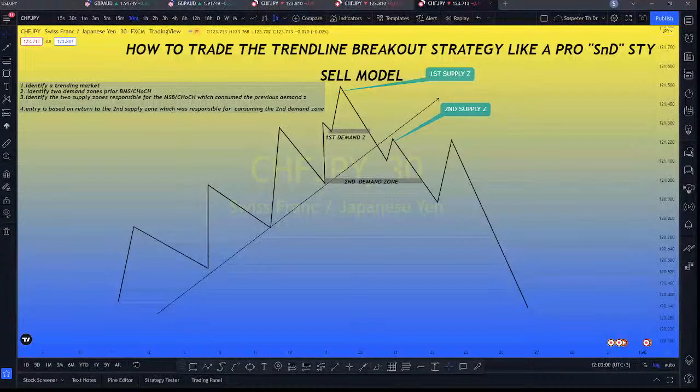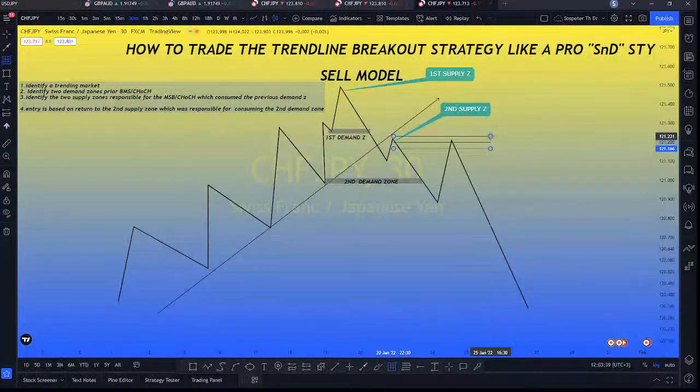As we've said, you have to identify a trading market. After identifying a trading market, you need to identify the two demand zones before the BOS or the change of character. And then number 3, identify the supply zones which are responsible for consuming the two demand zones. And then our entry is based on the return to the supply zone, the second supply zone, which was responsible for consuming the second demand zone. This is our entry.